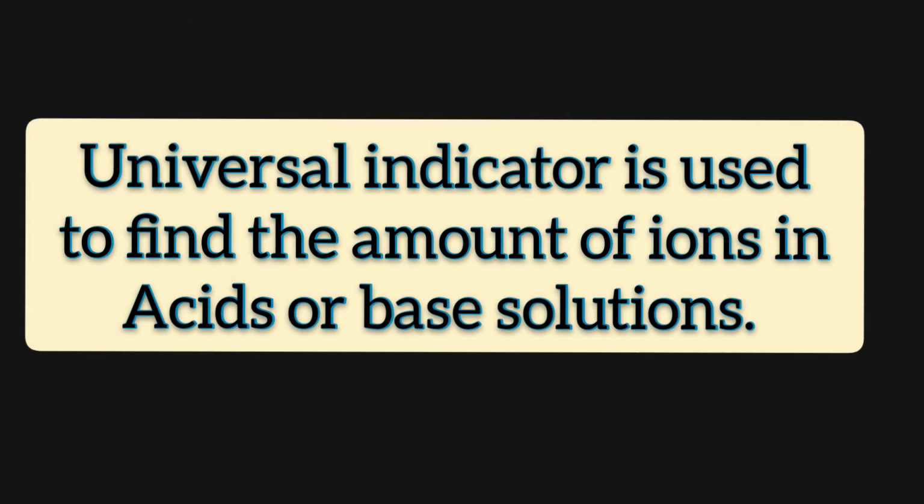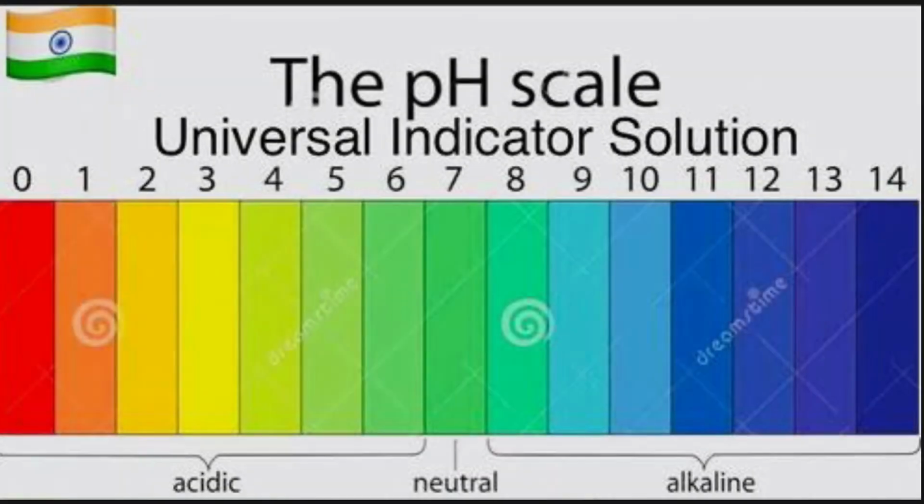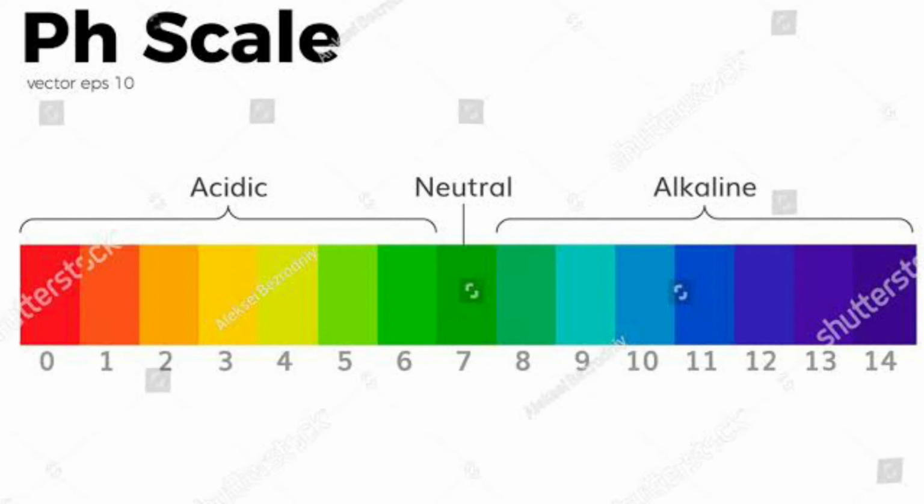By using a universal indicator, we can find out the amount of ions present in an acid or base solution. This universal indicator shows different colors at different concentrations of hydrogen ions. A pH scale is used to measure pH, generally from 0 to 14. Here, P stands for power and H stands for hydrogen ions. Neutral solutions have pH 7.